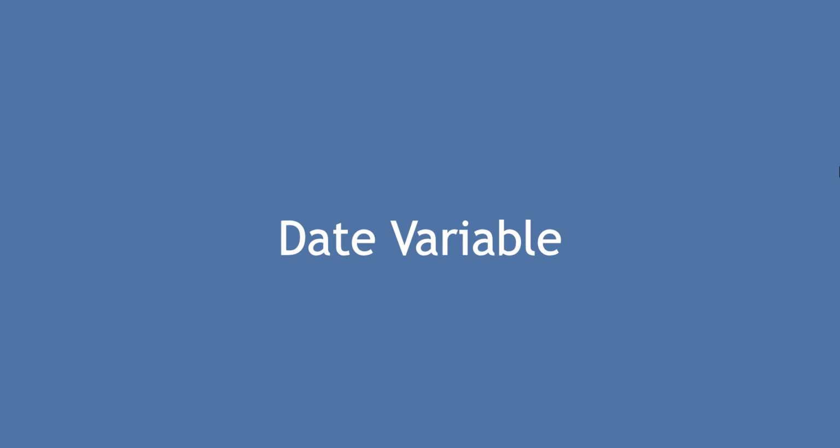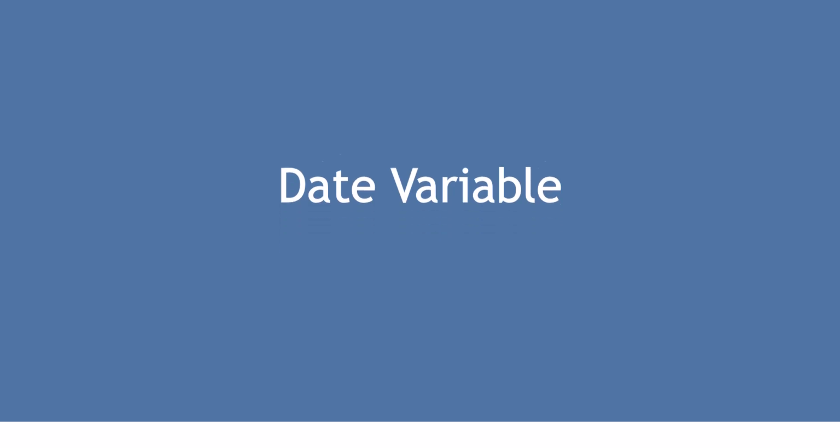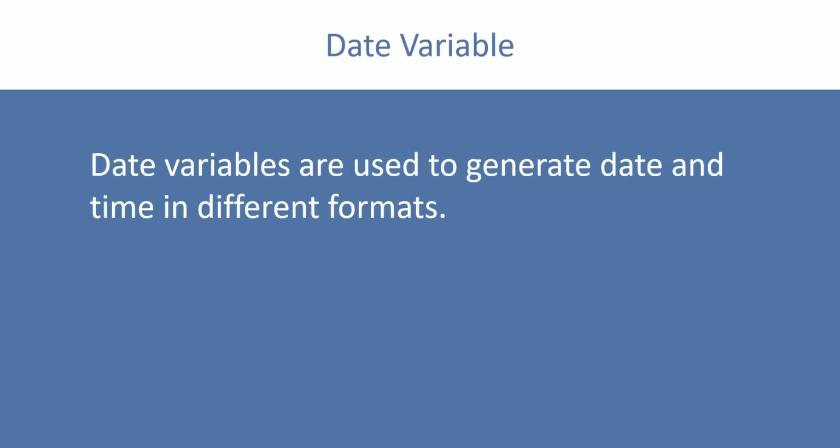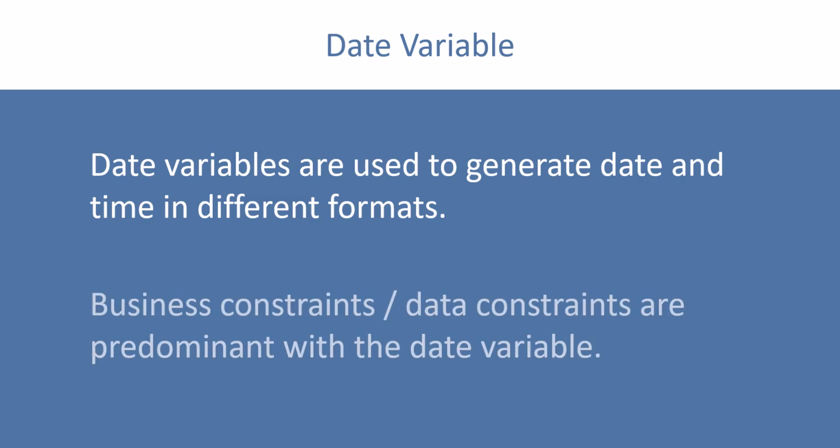Welcome to Skill Tree. In this session, we are going to learn about date variables. Date variables are used to generate date and time in different formats. Business constraints or data constraints are predominant with the date variables.